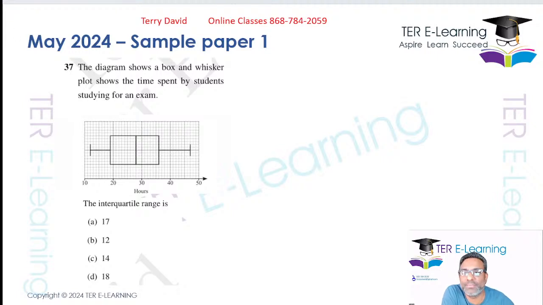Question 37. Everybody should be able to get this one correct. We have a box and whisker plot here, and it shows the time spent by students studying for an exam. You'll have hard maths and physics tomorrow, so you're studying for the exam. What is the interquartile range here?